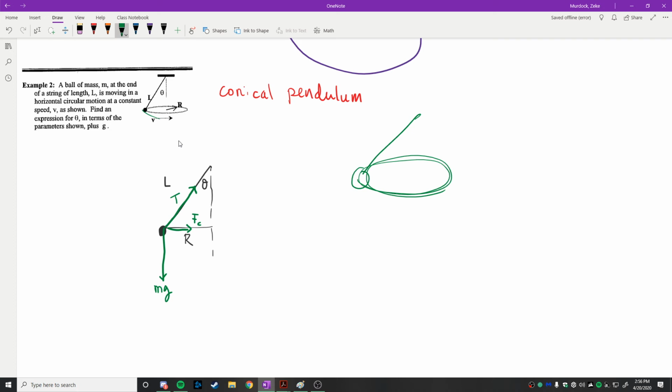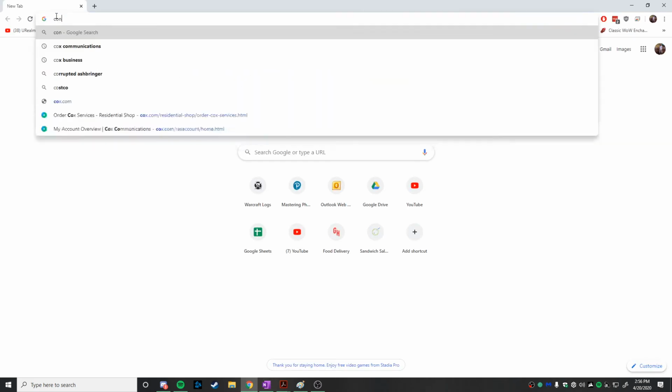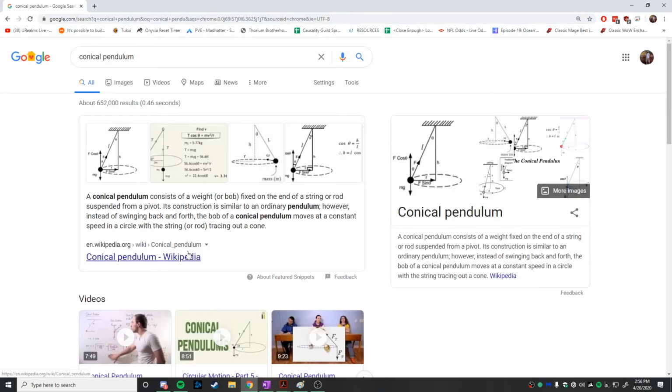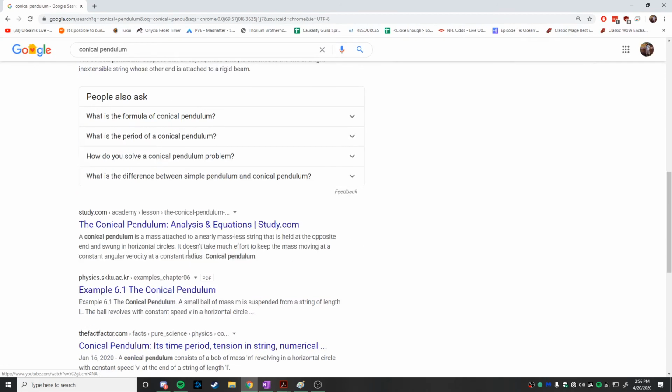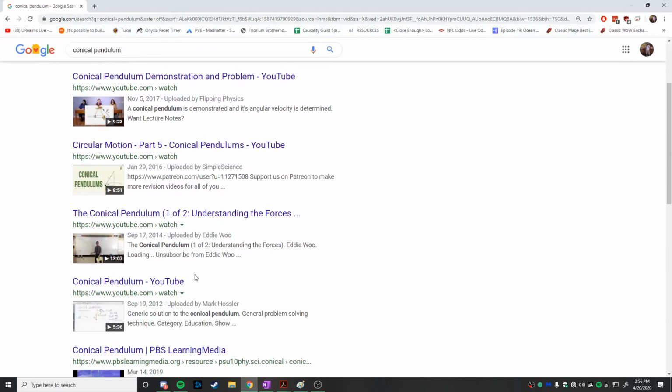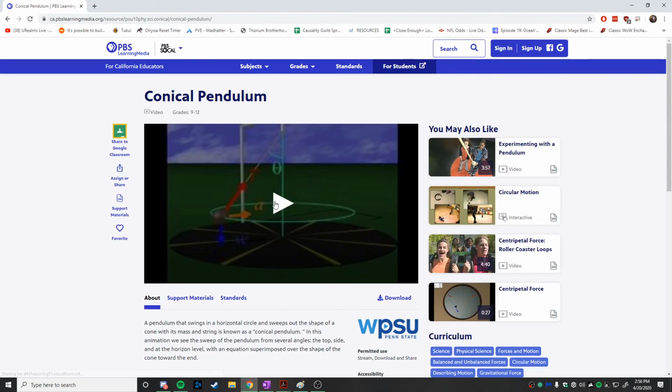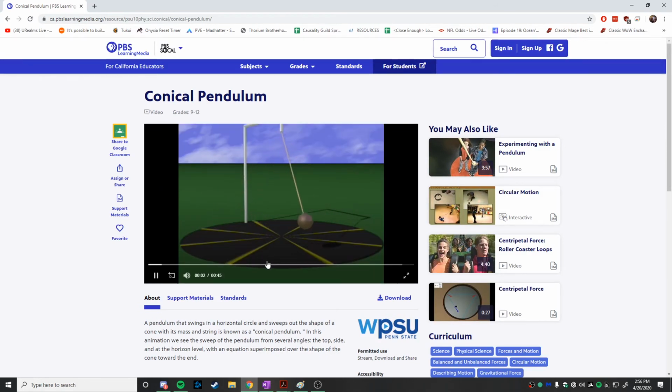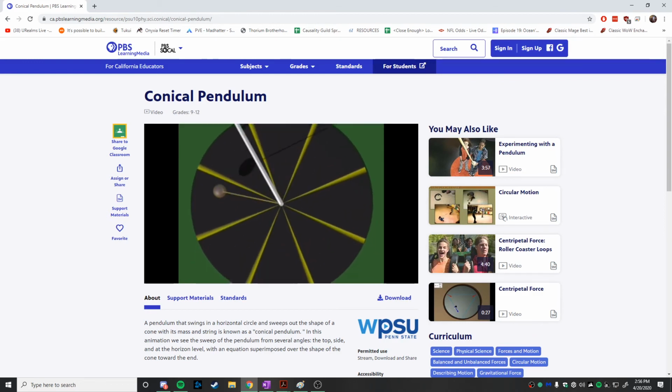I could probably find a video of a conical pendulum. Let's see. Can we get one that's not just a physics problem? Maybe just a video of something like this. This is probably good enough. Like that. There we go. That's pretty good, actually. Yep, that's what's going on, going around in a circle just like that. That's a really nice picture.